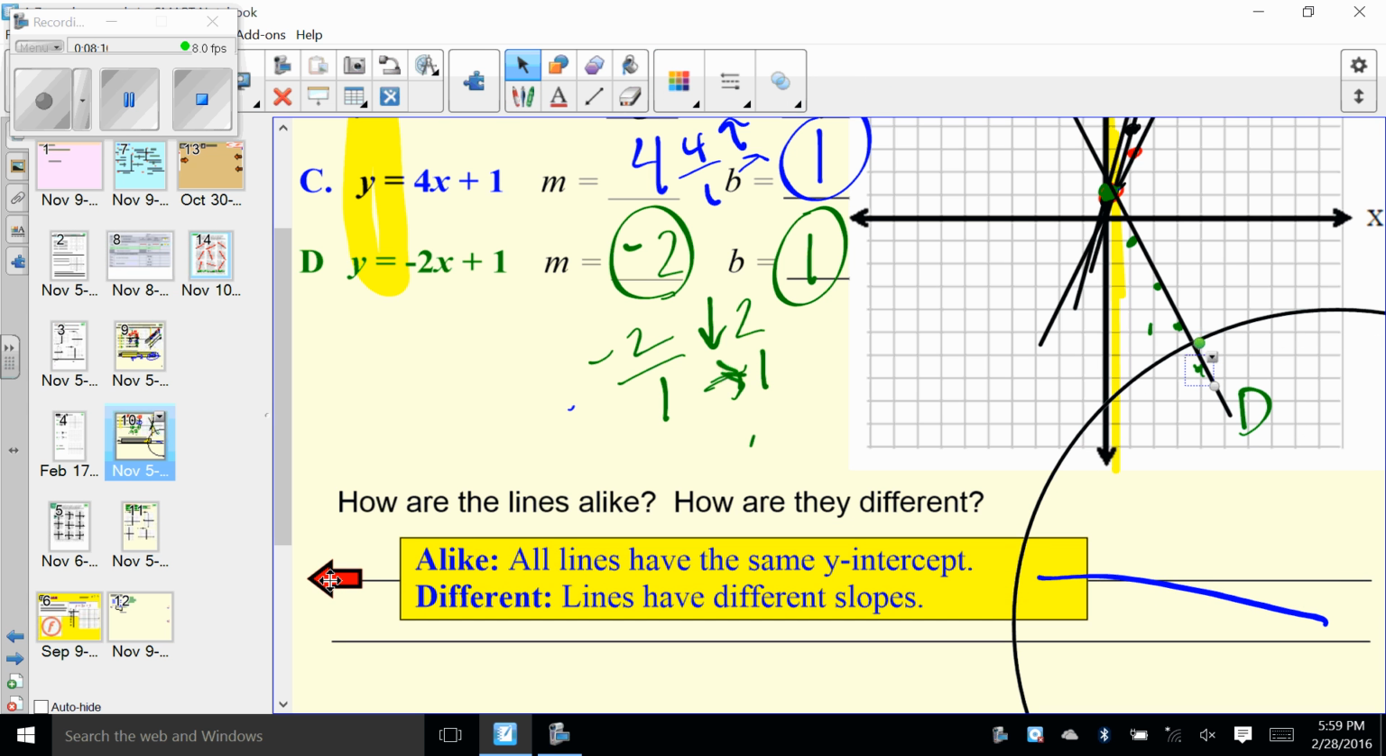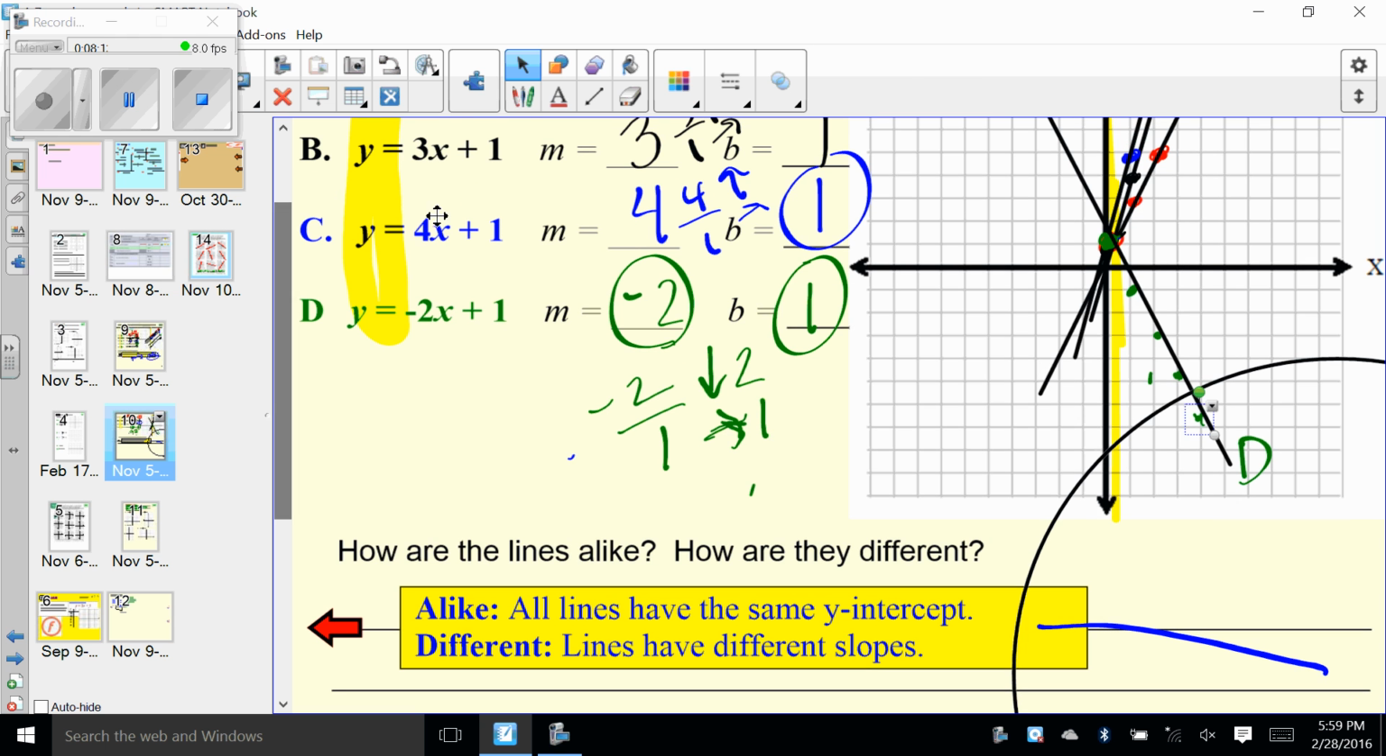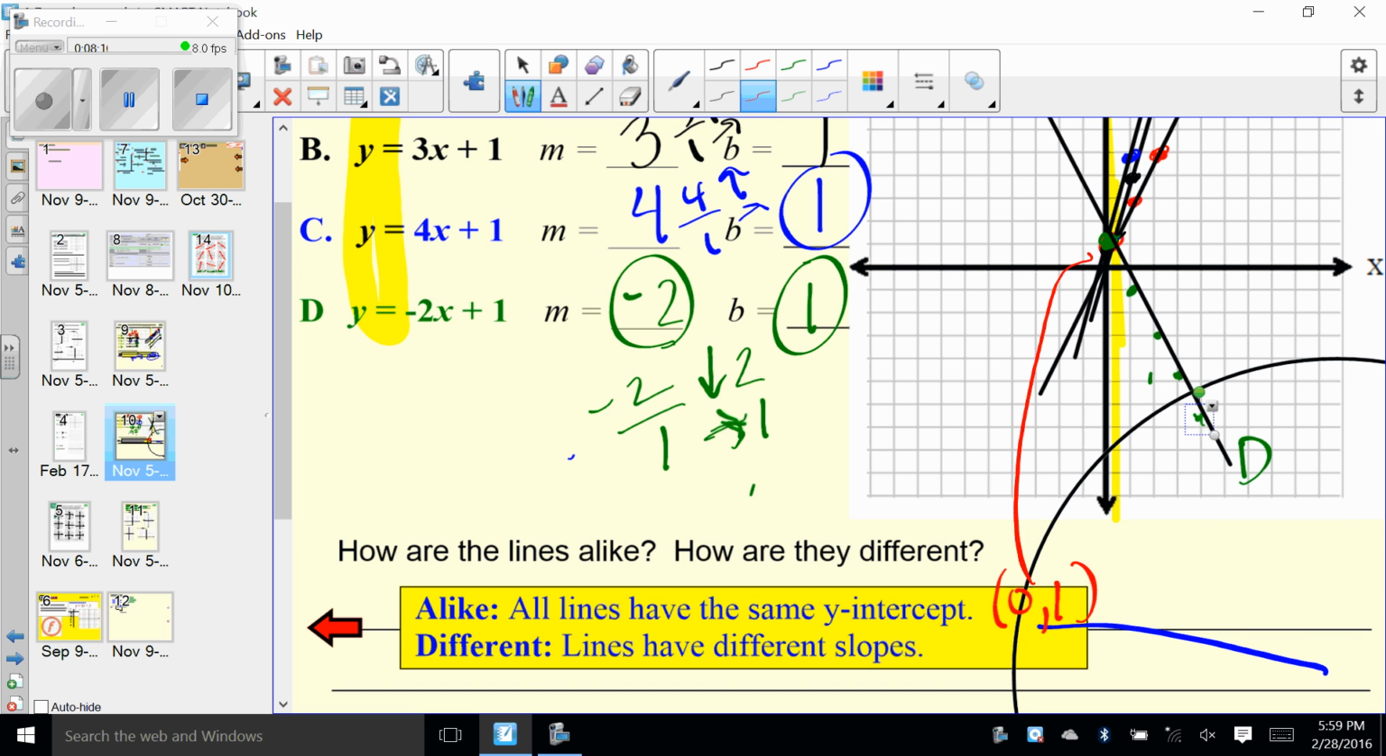So how are they alike? All the lines have the same y-intercept. That y-intercept there is (0, 1). They all go through that coordinate here, all of them. But they have different slopes. We have slopes of 2, 3, and 4, where 4 is the steepest, but then we also have a slope of -2, which means it's going in the other direction. Doesn't mean it's smaller, it's just going in the other direction. All right, so that's how we compare some of those lines.